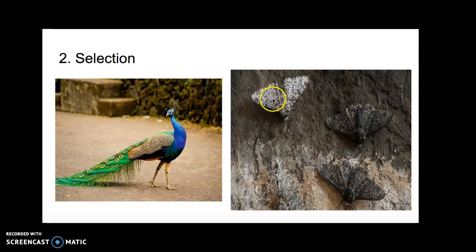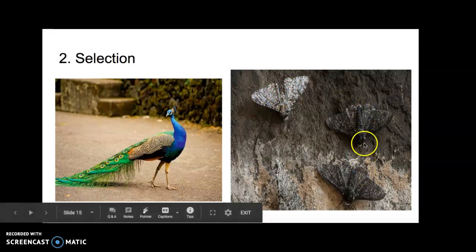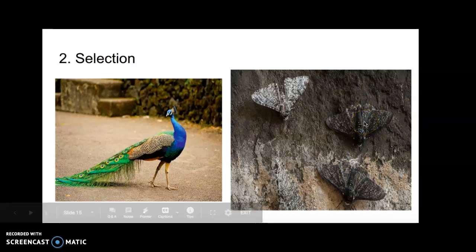This moth, no matter where they are, might not blend in too well, and they're probably going to get eaten by a bird. So basically what happens is these moths are going to survive. They're going to reproduce and produce more offspring that probably have those traits that make them more likely to survive.